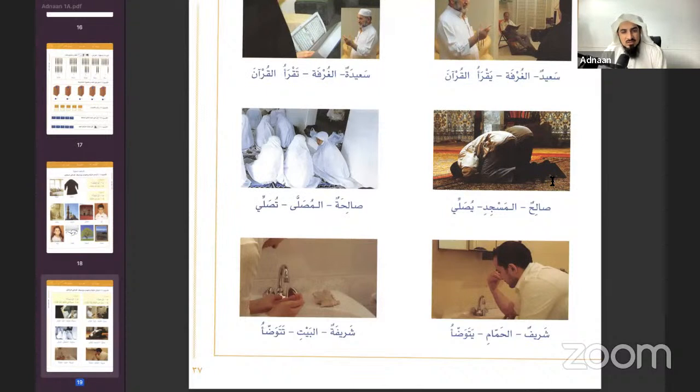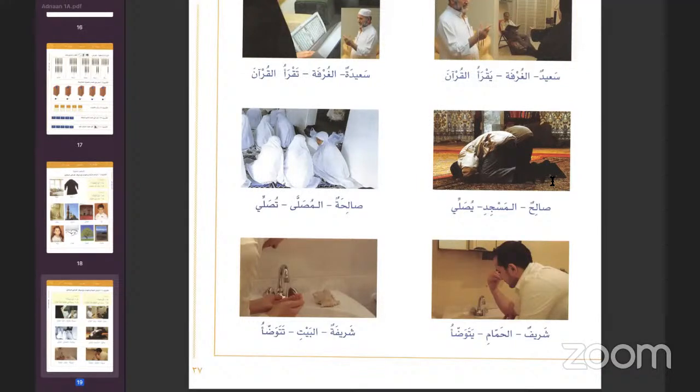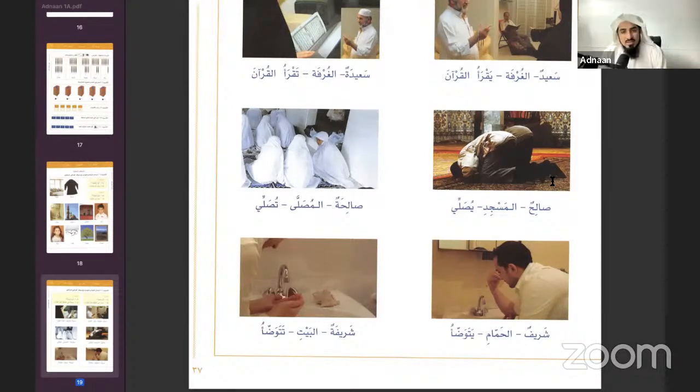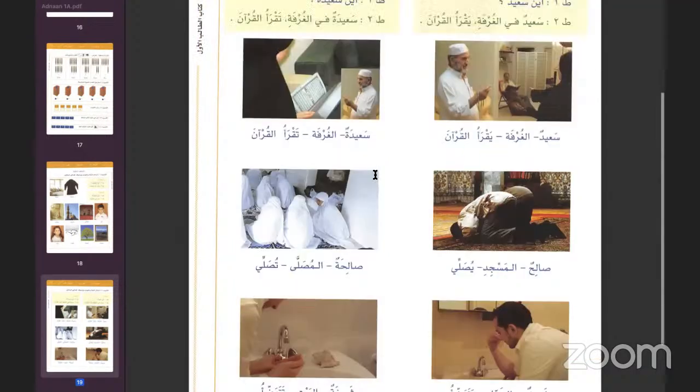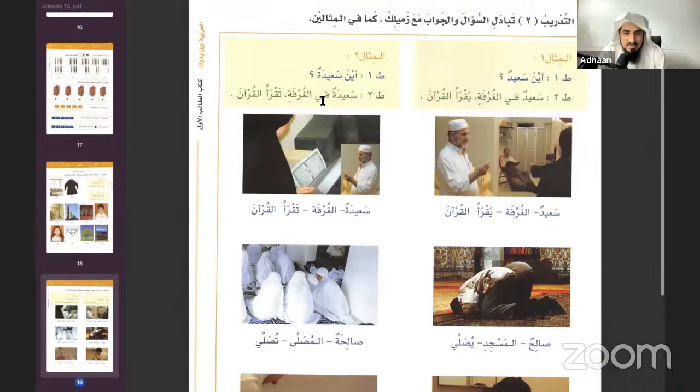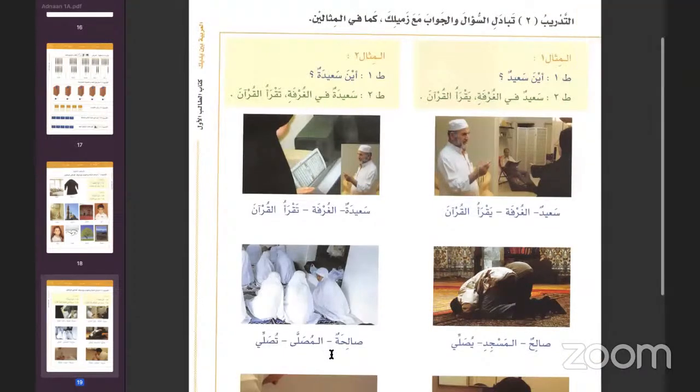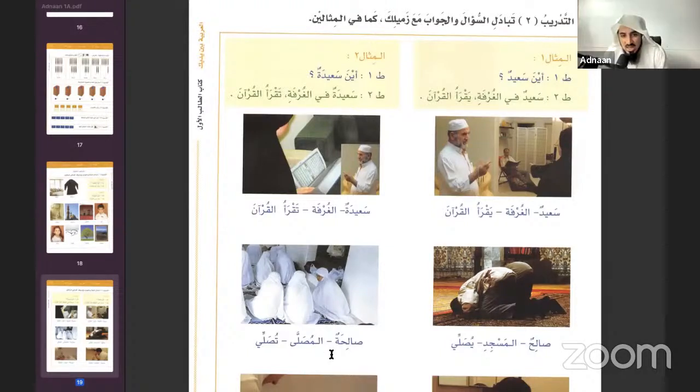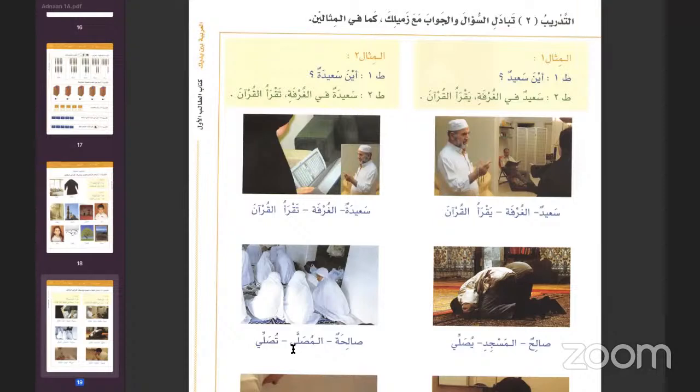إبراهيم أين صالحة؟ صالحة. هذه. Say she is in. They've given you, you just have to add one word here. Salihatun. Look at the example. She is in this place. صالحة في المصلى تصلي. يصلي, notice how there's تصلي, no two dots. Well done.